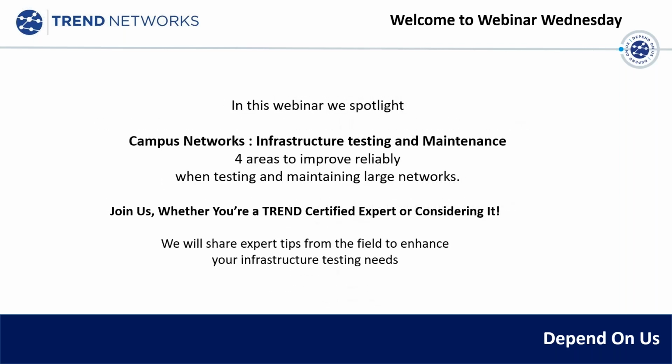I hope you enjoy this webinar session. This is intended to help you with what you work on daily. That's networks. So in this session today, we're going to spotlight on campus networks, and because these networks are so large, we're going to just pick 4 areas to improve reliability, just four items that we can talk about and give you some fantastic solutions. So please join us, whether you're a Trend certified expert already or considering it.